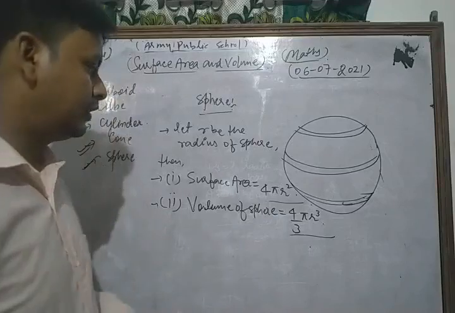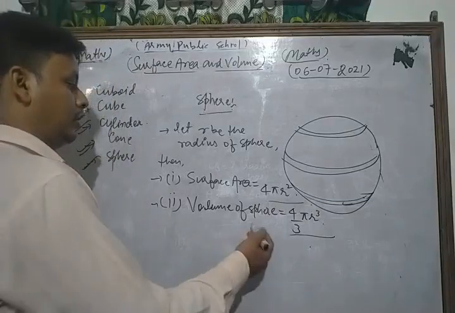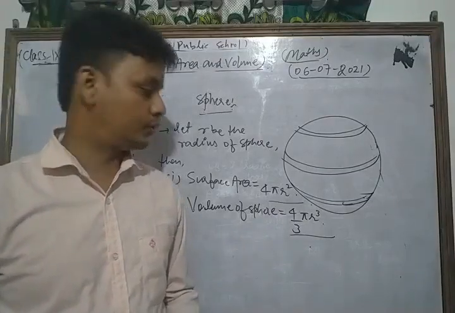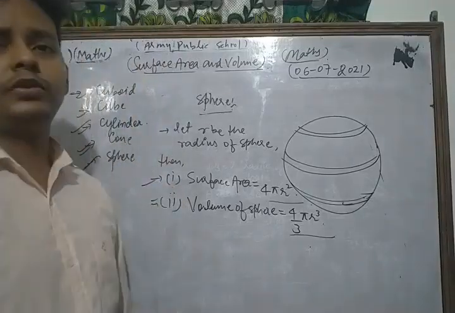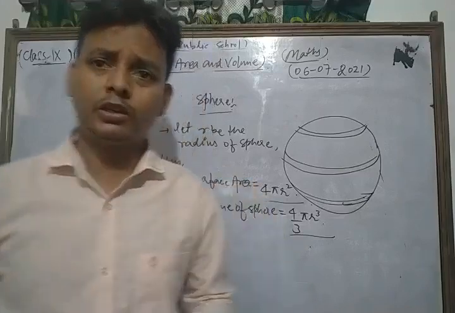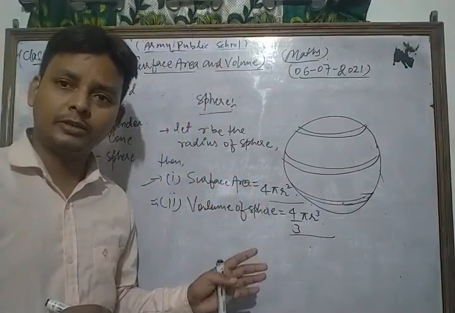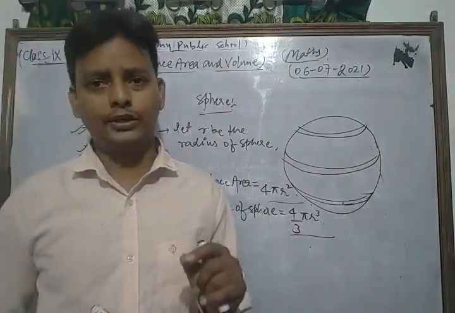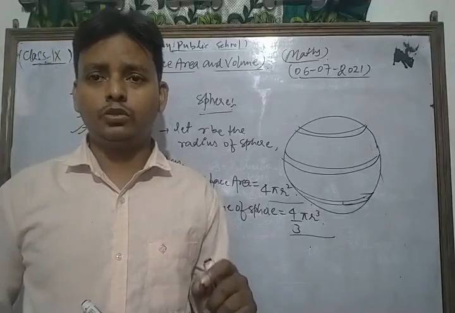And for a hemisphere, the surface area is 2 pi r square, and the volume of a hemisphere is 4 by 3 pi r cube divided by 2, so we get 2 by 3 pi r cube. So in this way, dear students, we discussed all the important formulas related to each and every solid included in that chapter. So please first of all learn each and every formula related to each and every shape of solids. After that, solve your NCERT questions.